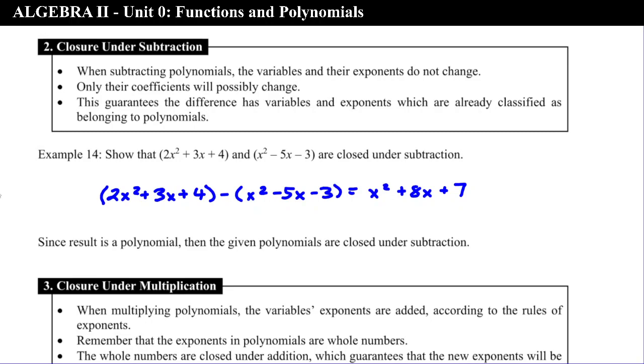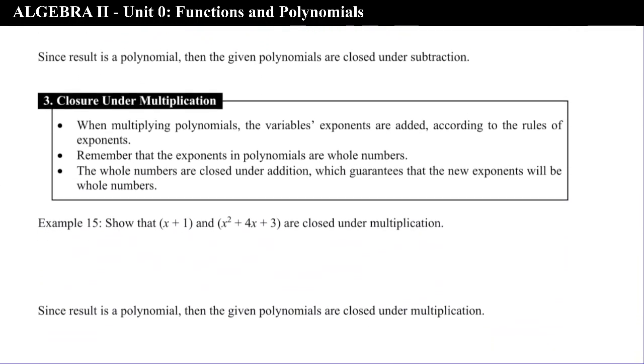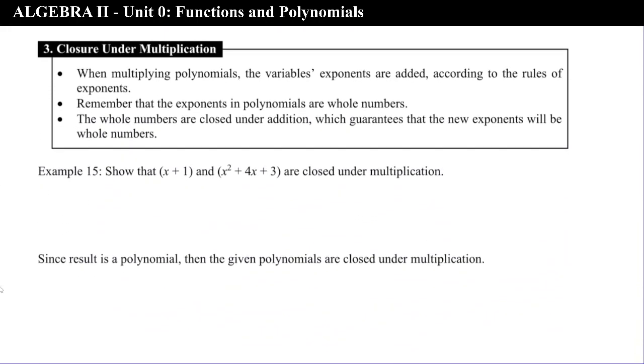Okay, so we're moving pretty quickly through this section. I think this section is fairly straightforward. We can say the same for multiplication. When you have closure under multiplication, you multiply two polynomials together, the result is going to be a polynomial. And we've seen that already with some of the things that we have multiplied. Our answers have been polynomials, and this one would be no exception.